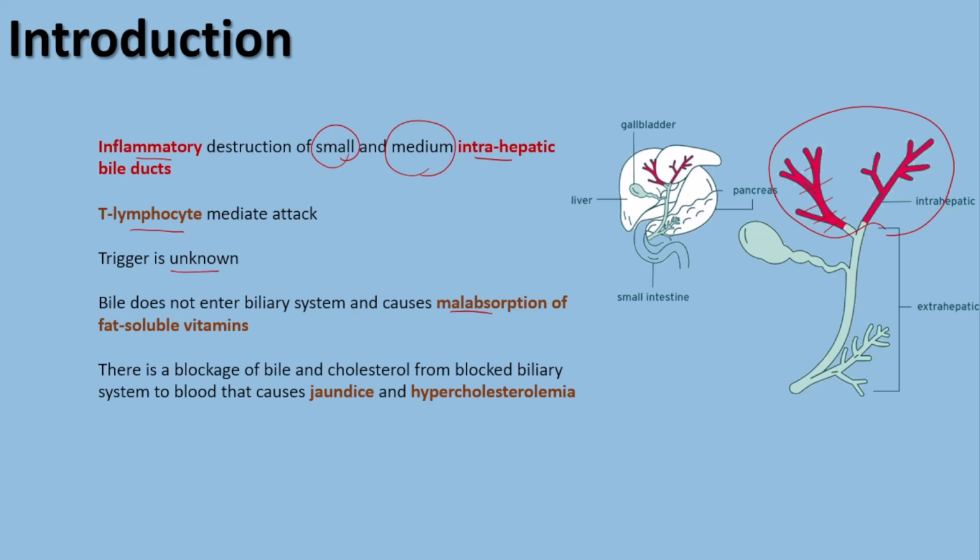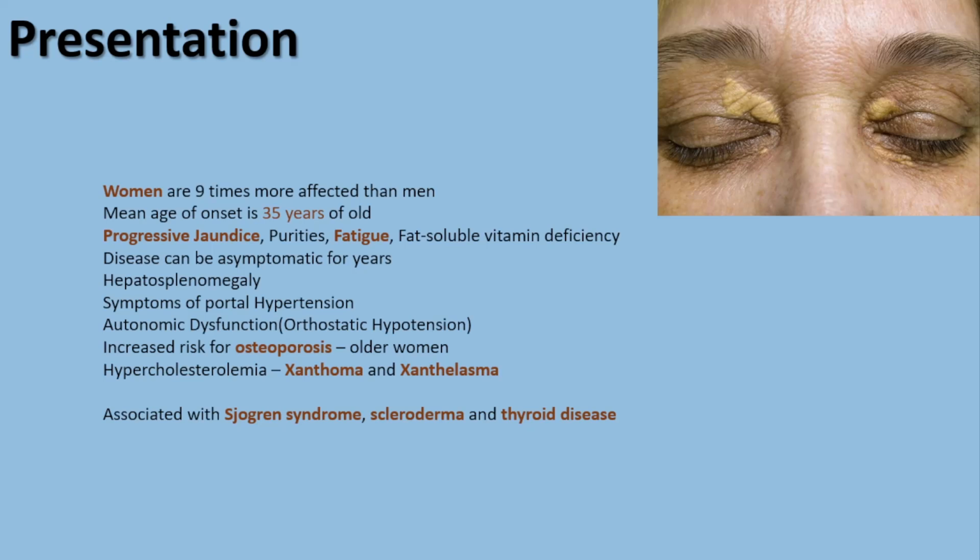Another point is that cholesterol and bile are going to leak from the biliary tree to the blood, which gives us jaundice due to increased bilirubin, because of leakage of bilirubin from the biliary system to the blood. We also have leakage of cholesterol from the biliary system to the blood, so the patient will have signs and manifestations of hypercholesterolemia as well.